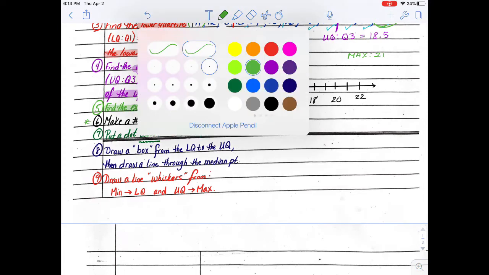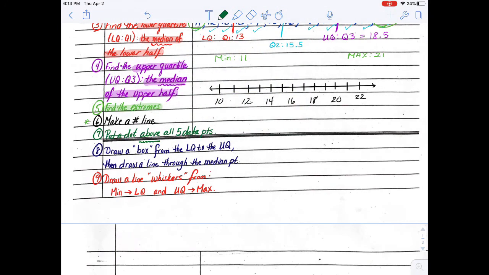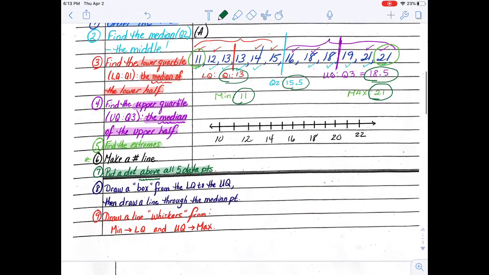Now we're going to go ahead and put a dot above all 5 of those data points. So I need to look and find my Q1, my lower quartile, my median, my upper quartile, my minimum, and my maximum. Those are the 5 data points I have to put, and again, above. They don't touch the number line. They kind of float above it.